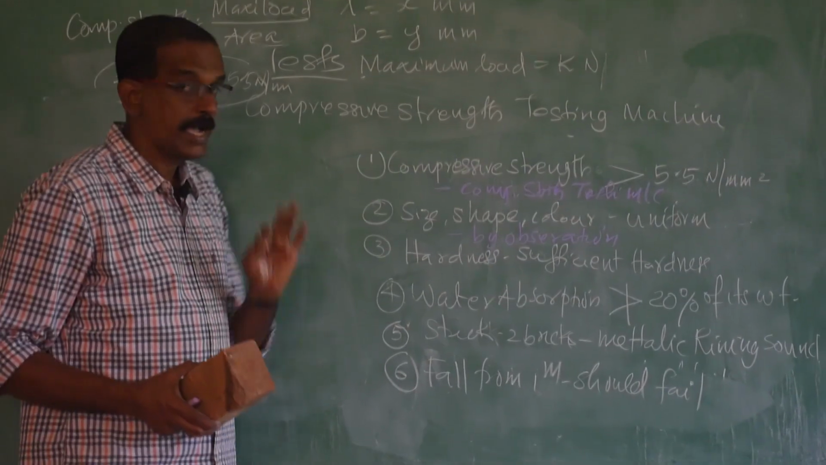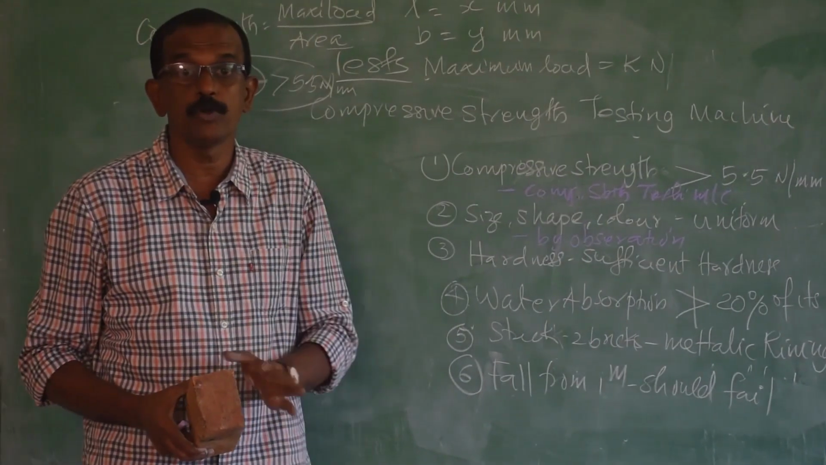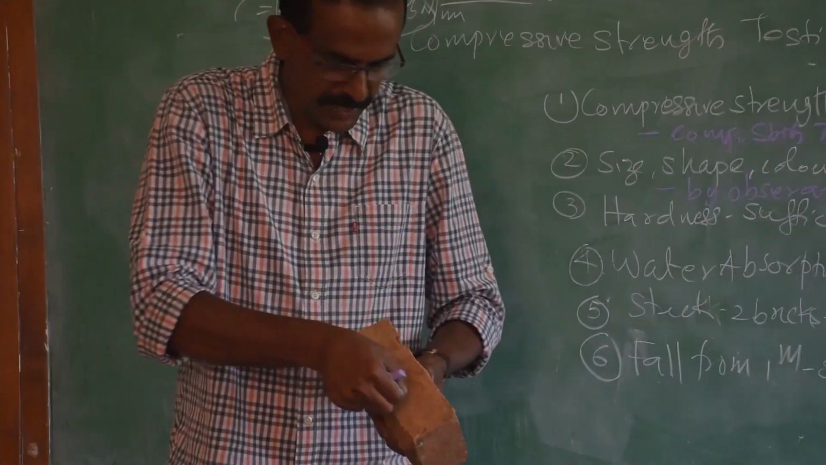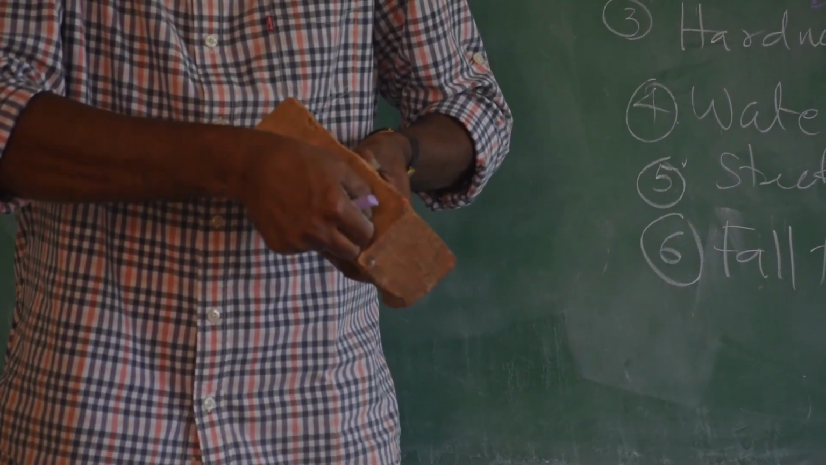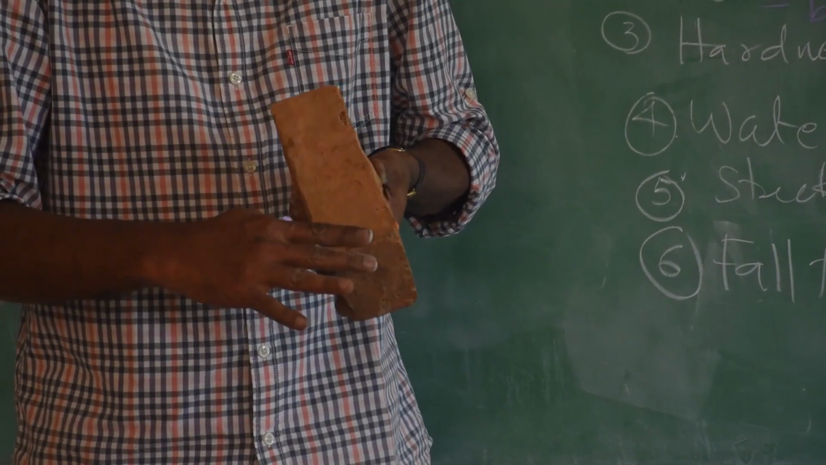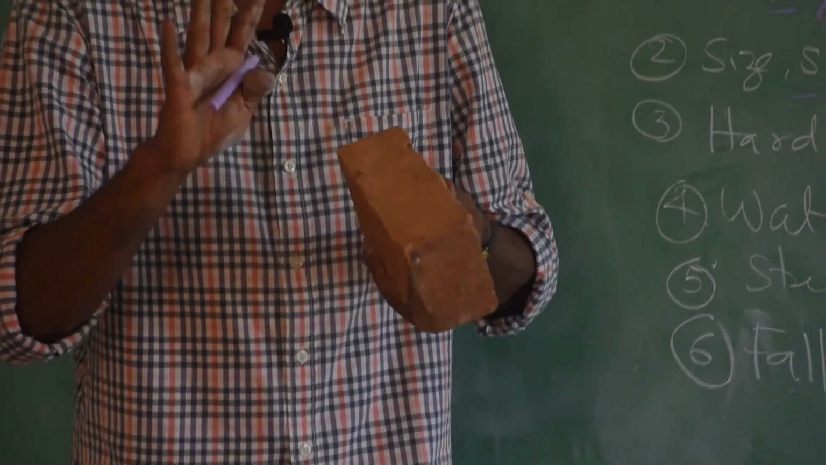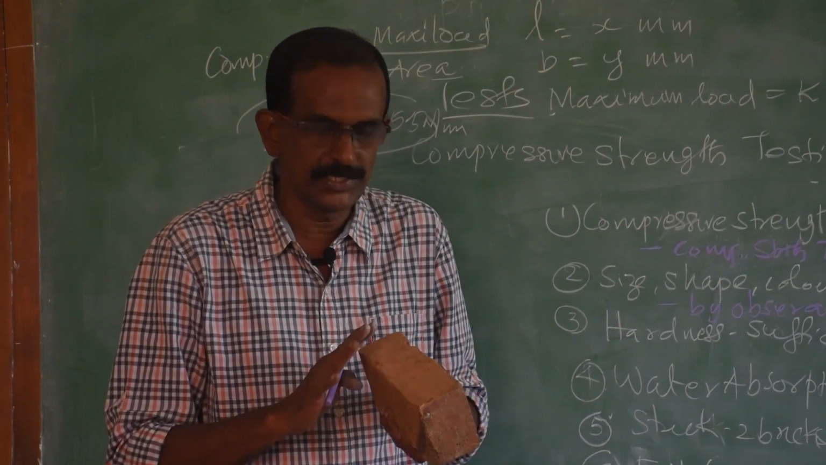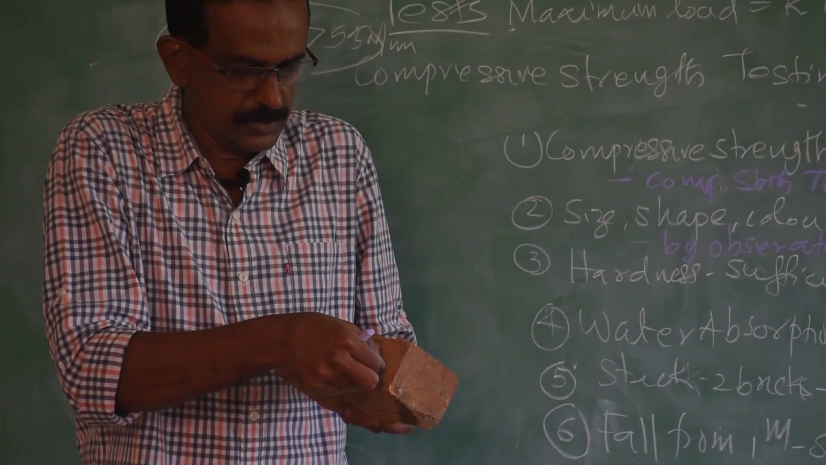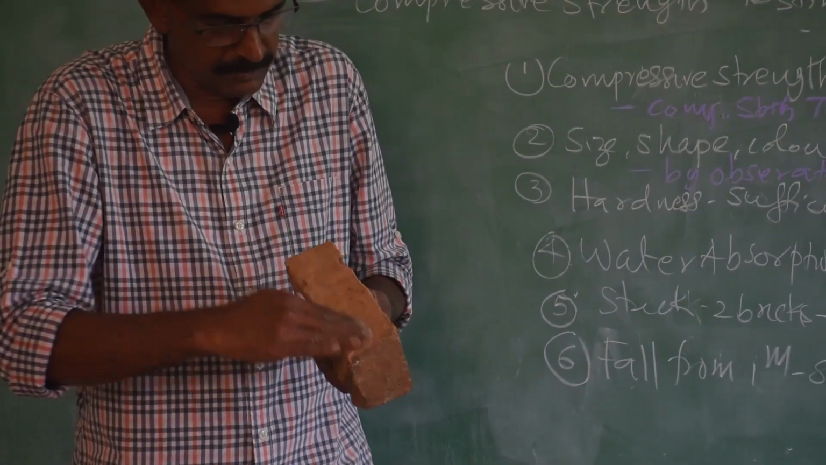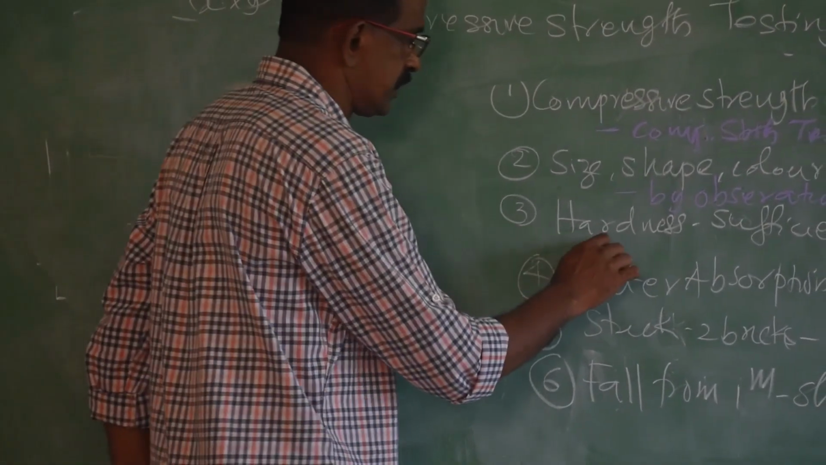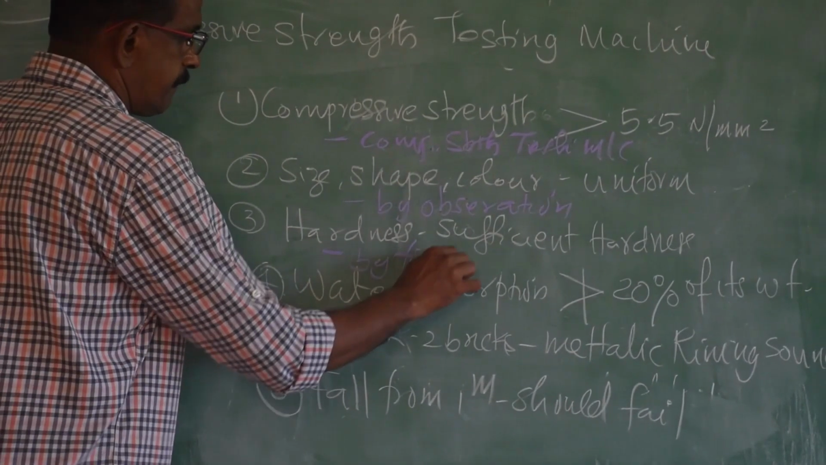Next, hardness. Hardness can be tested with the help of your own fingernail. Take a brick and try to make a scratch on the surface of the brick with the help of your fingernail. See whether there are any impressions. If there are no impressions, we can say this brick has sufficient hardness. So hardness can be tested by fingernail.